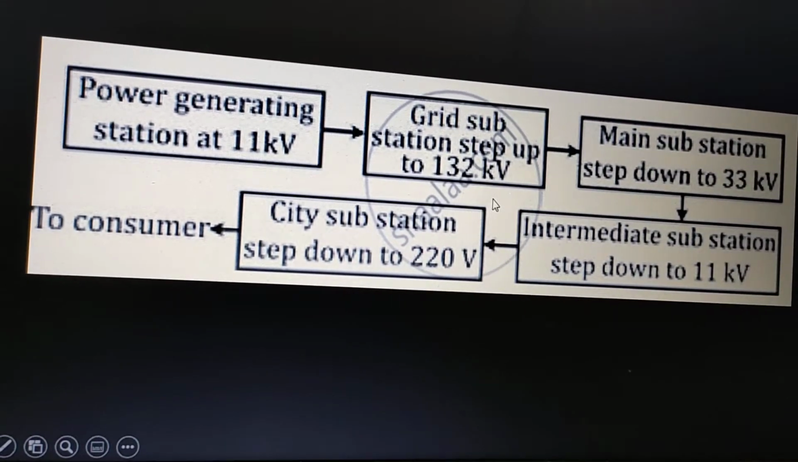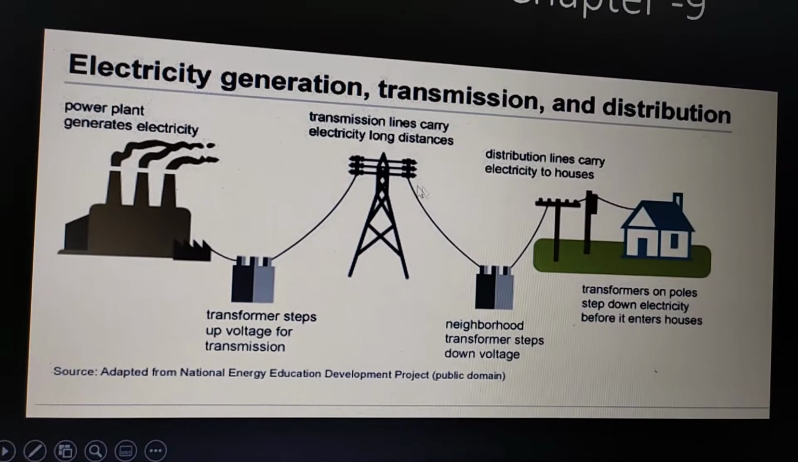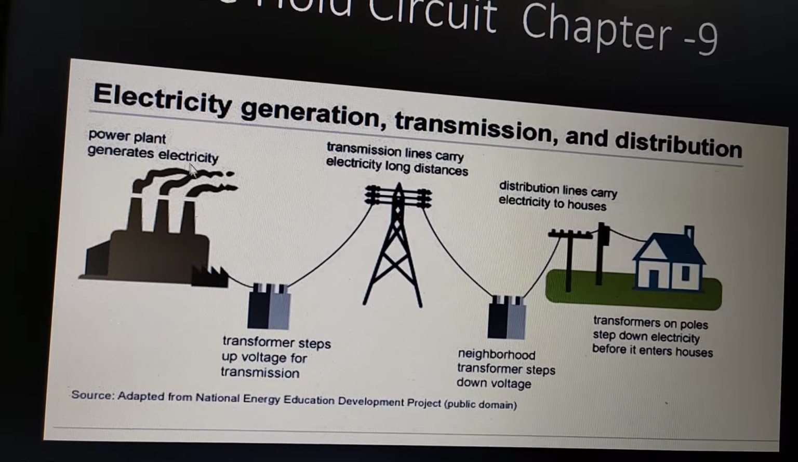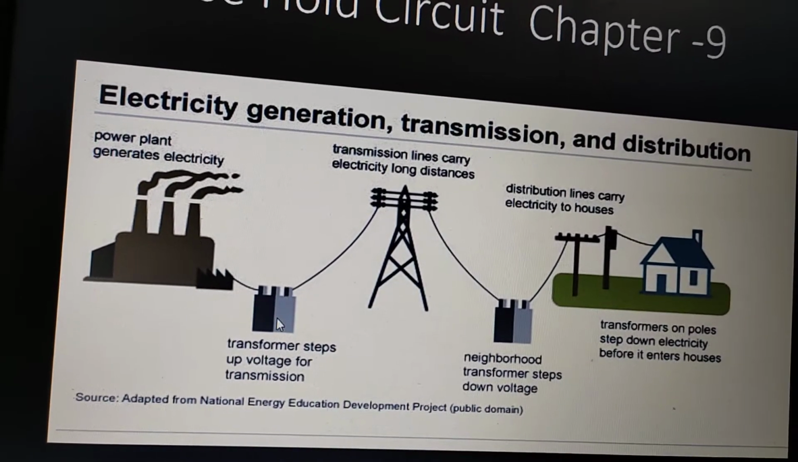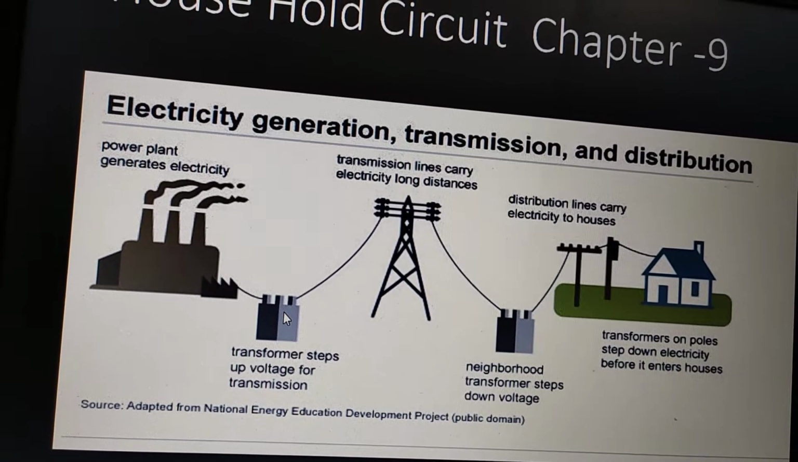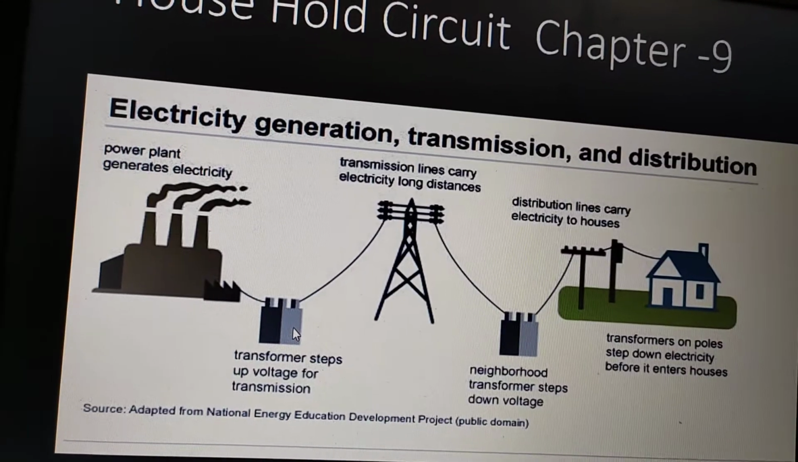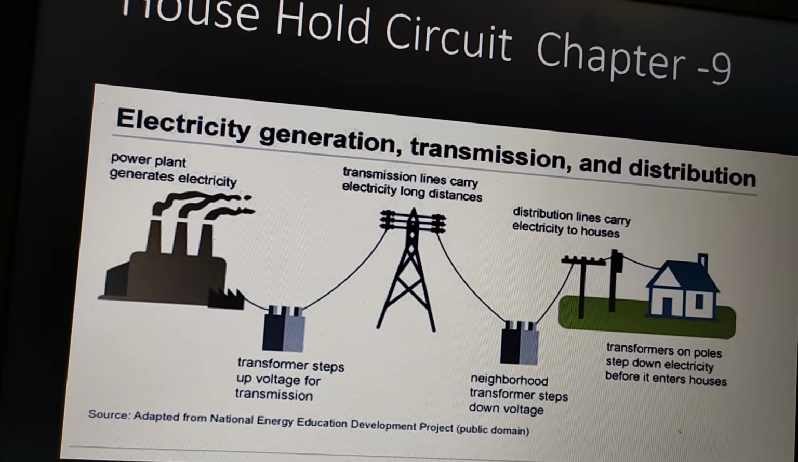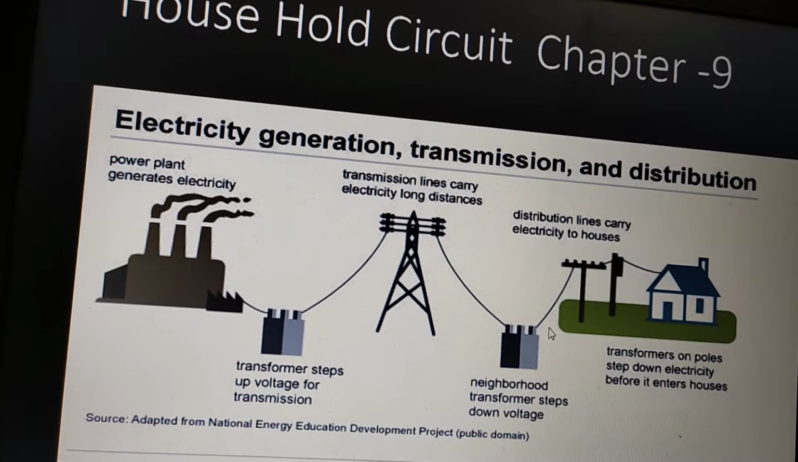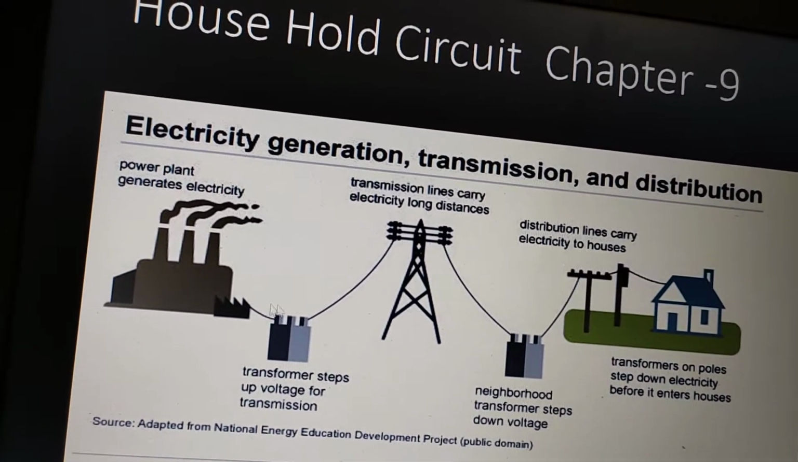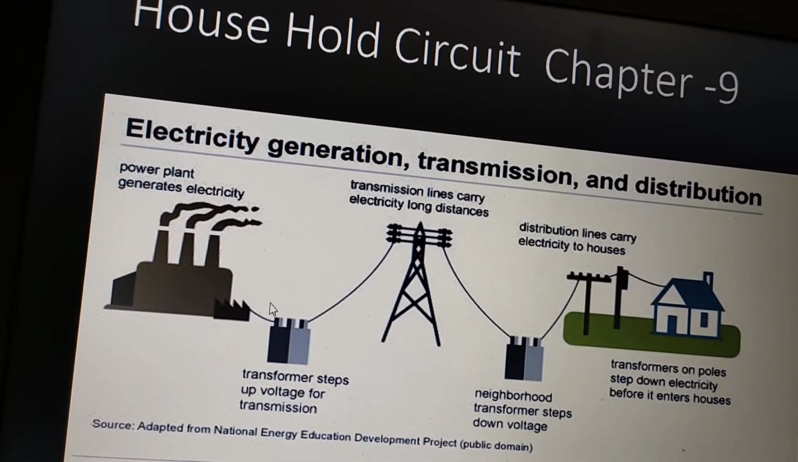Here, in the power station, the electricity is generated at nearly 11 kilovolt. From 11 kilovolt, this box denotes the grid power station. This grid power station steps up the electricity, and from 11 kilovolt they are providing us 132 kilovolt.